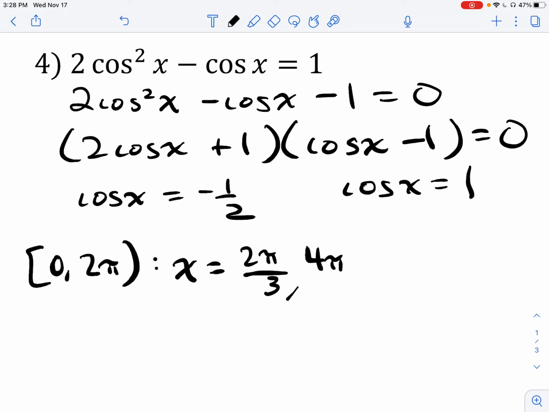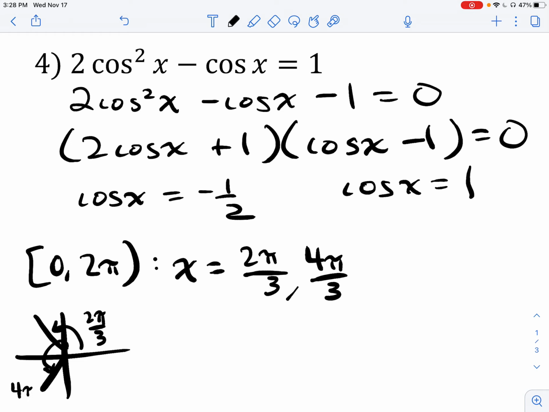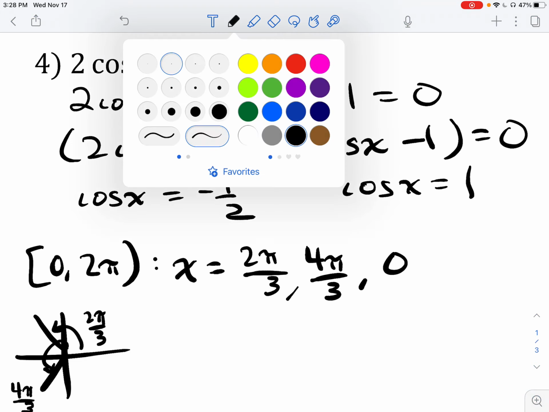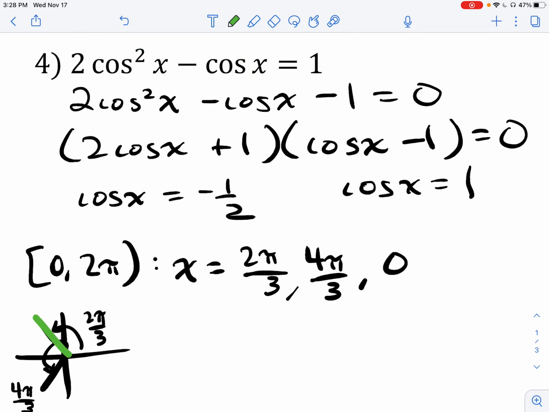pi over 3. Let me actually just sketch those while I'm at it. So 2 pi over 3, and then also 4 pi over 3. All right, what about when cosine of x is equal to positive 1? Well, that would give me 0. That would be, let me actually just redraw these in a different color so we can see these, since it's going to lie on the positive x-axis. So those are my angles there, okay?